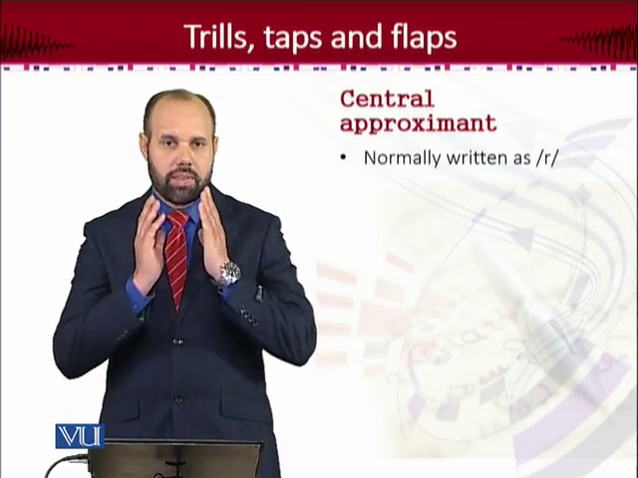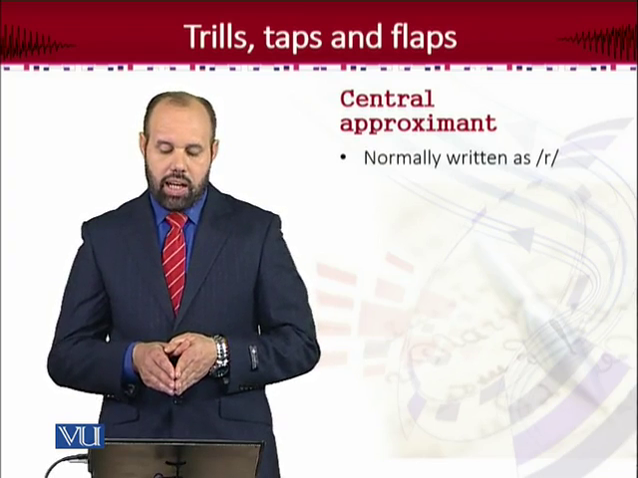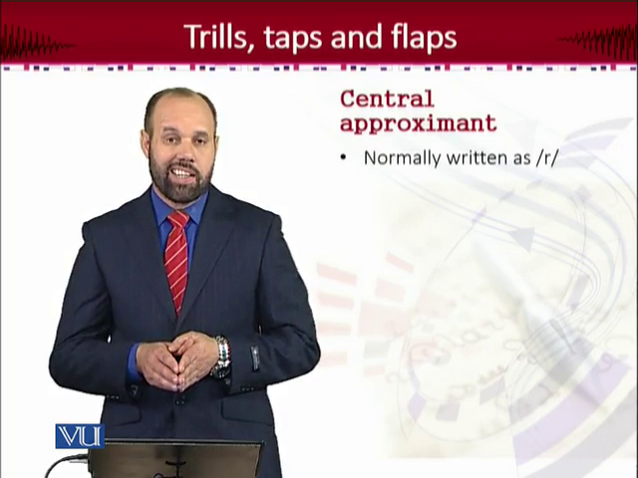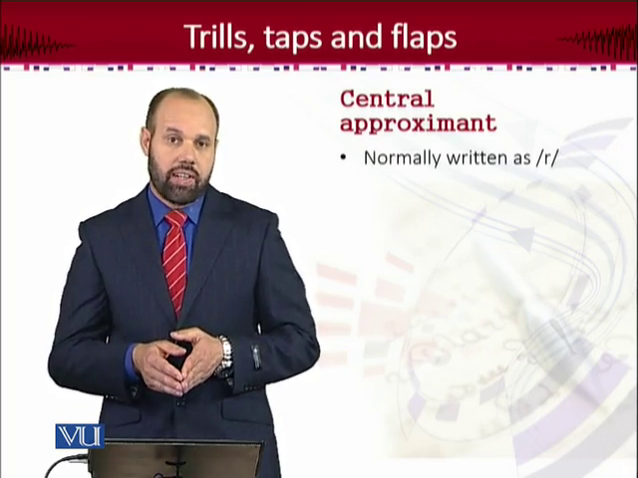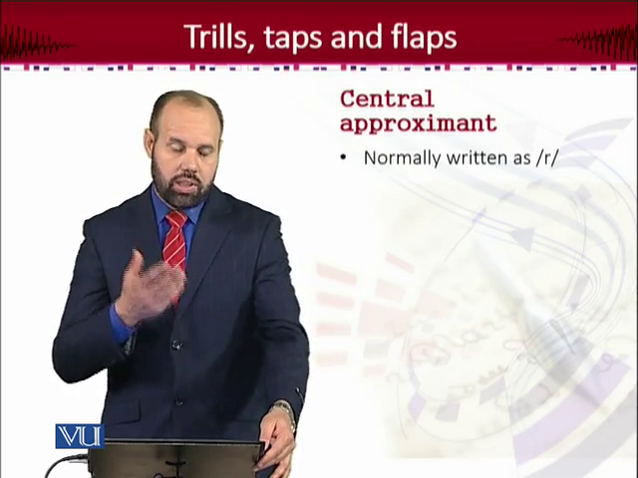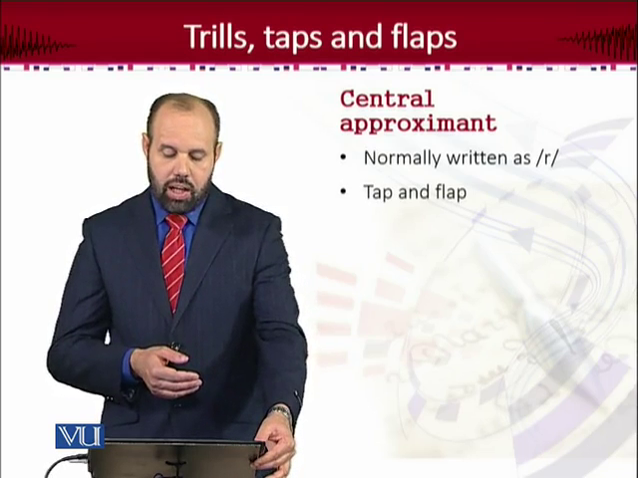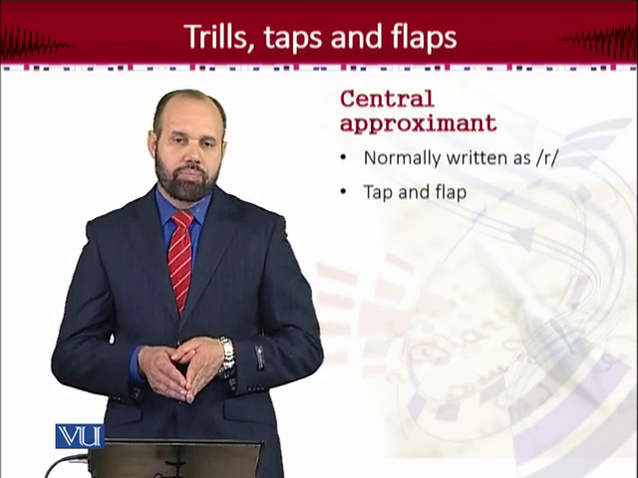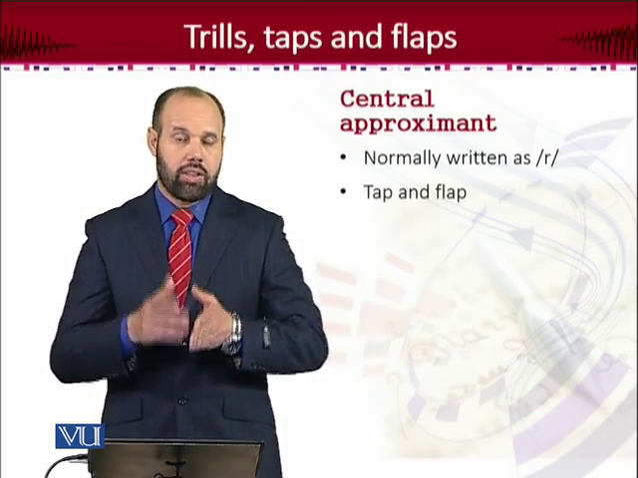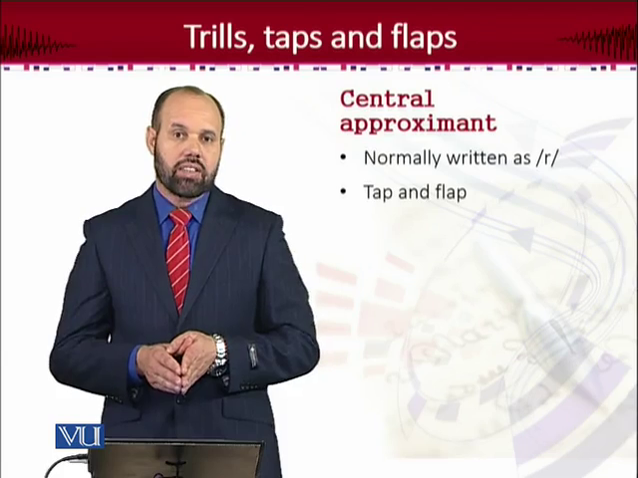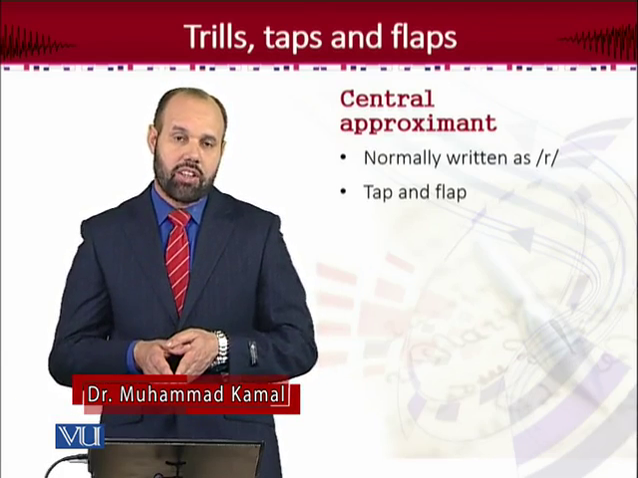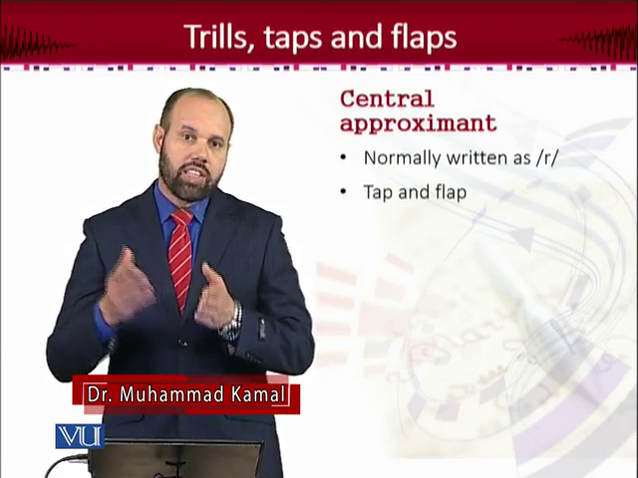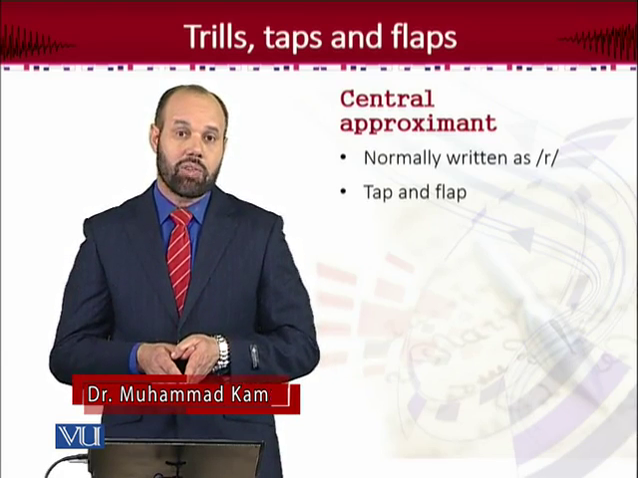So the trills, taps, and flaps are central approximants, right? They are produced from the center of the mouth cavity, and they are normally written as r in the English orthography, but they are pronounced differently, right? And of course, the IPA symbols are different for them. Tap and flap are to some extent similar. I'm using the words to some extent because flap is different, of course, because phonetically flap is different, okay? And also phonologically, because languages also distinguish between these two.